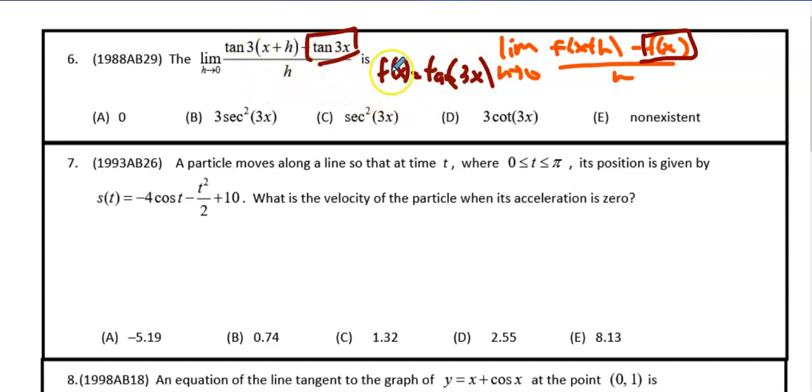And remember, this is the formal definition of the derivative. So all I have to do is find the derivative of my function. The derivative of tangent of 3x is going to be secant squared, again, of 3x. And then I have to multiply by the derivative of theta, which is going to give me 3. So this answer is going to be B. It's going to be B.